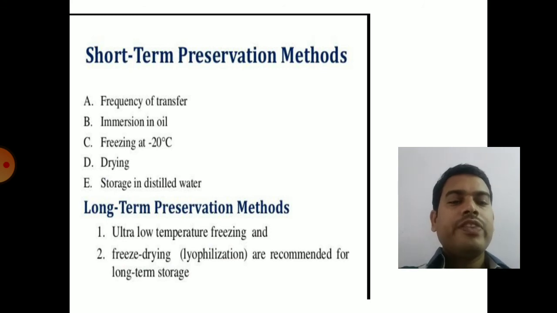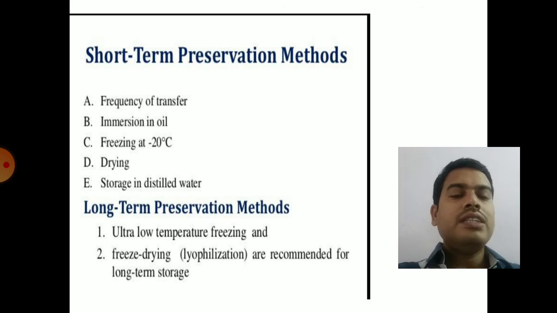So next, after isolation and identification, you store the microorganisms. That is the preservation process. The preservation methods are short-term preservation methods and long-term preservation methods. Short-term preservation methods include frequently transferring the bacterial species from one medium to fresh medium, immersion in oil, freezing at minus 20 degrees, drying, and storage in distilled water. And for long-term methods, ultra low temperature freezing and also lyophilization are used. It is also called the freeze drying method.